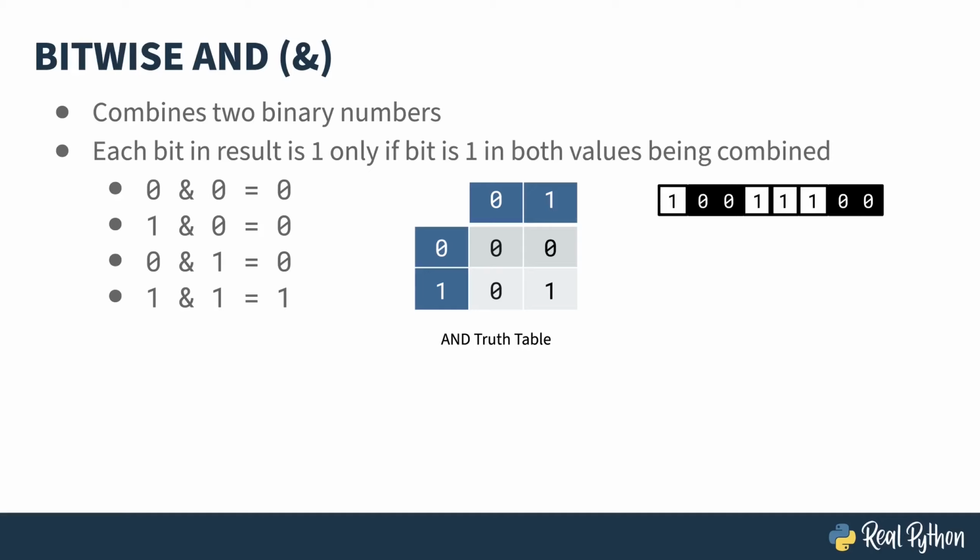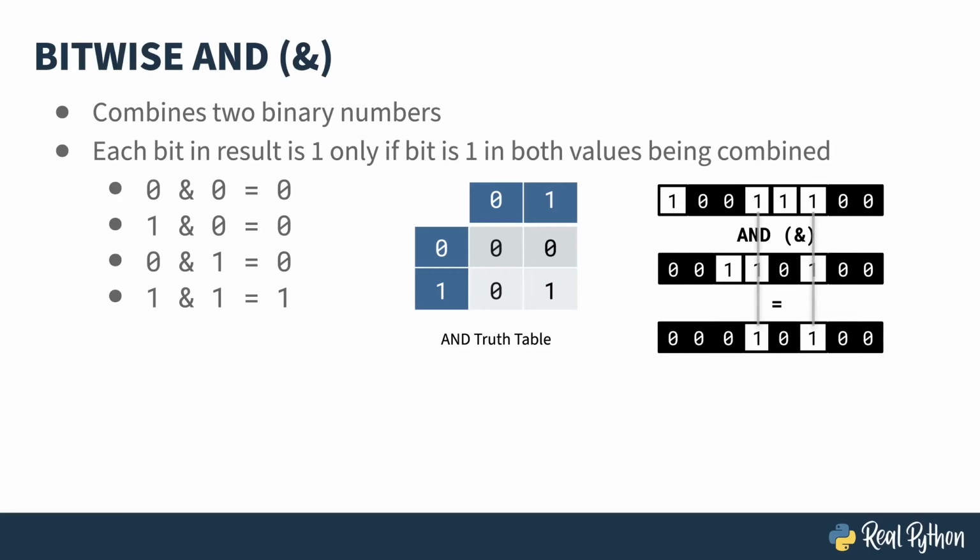Consider the following example: 1, 0, 0, 1, 1, 1, 0, 0, ANDed with 0, 0, 1, 1, 0, 1, 0, 0. Line up the ones, and any position with a 1 in both values results in a 1. Everything else results in a 0.